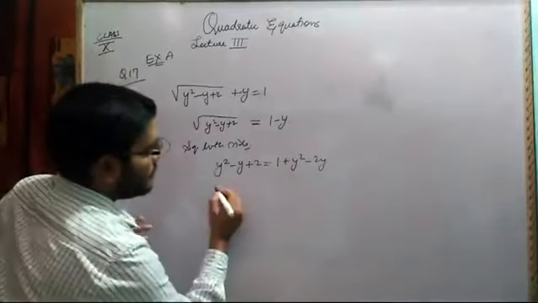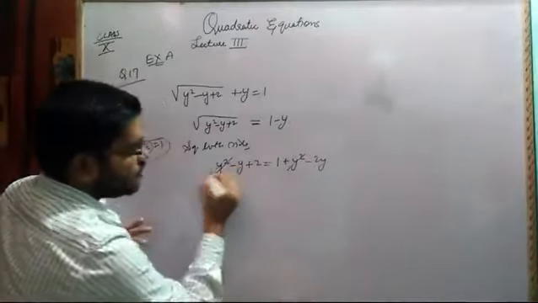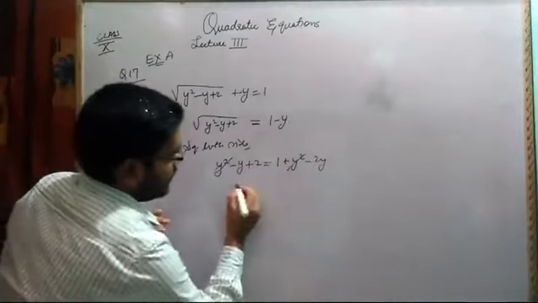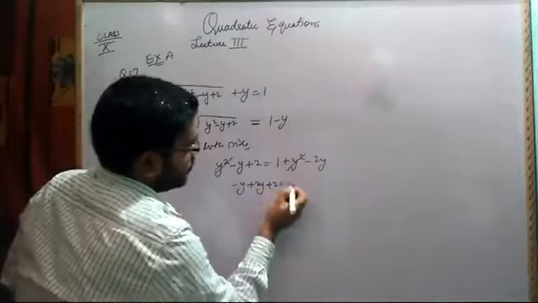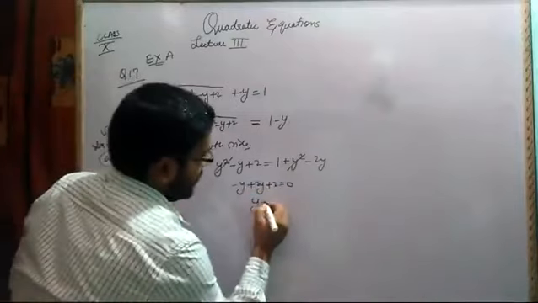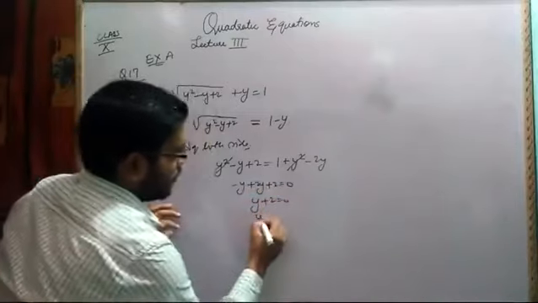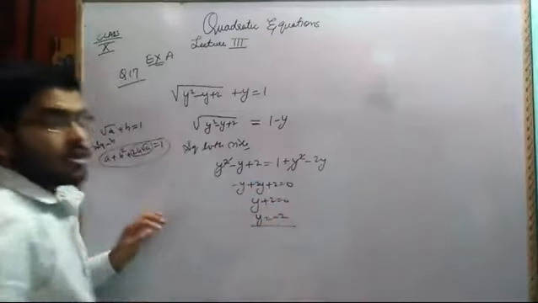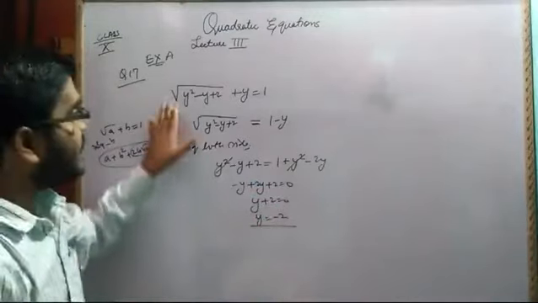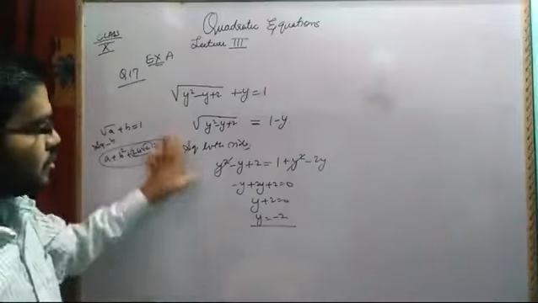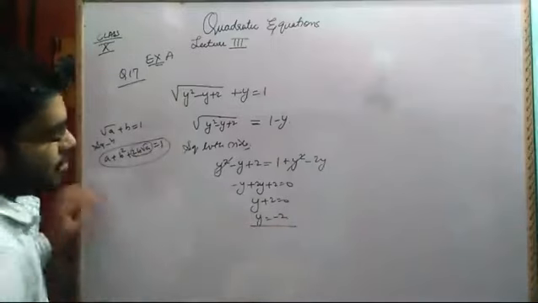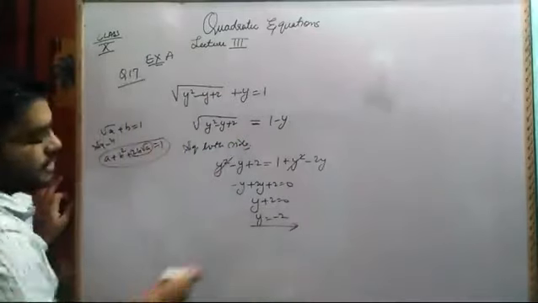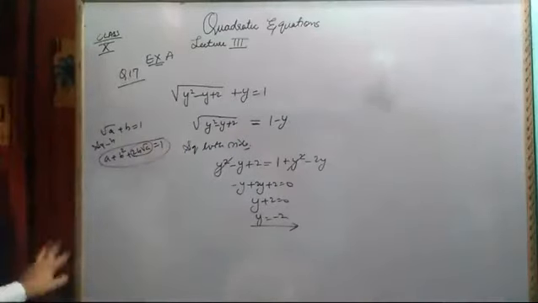Now you see, y square gets cancelled. Now it will be minus y plus 2y plus 2 is equal to 0. It will be y plus 2 is equal to 0. Y is equal to minus 2, right? Now as I have told you, we are having quadratic equations, so we should be getting two values. Which value is going to satisfy here? Here we are getting only y is equal to minus 2.